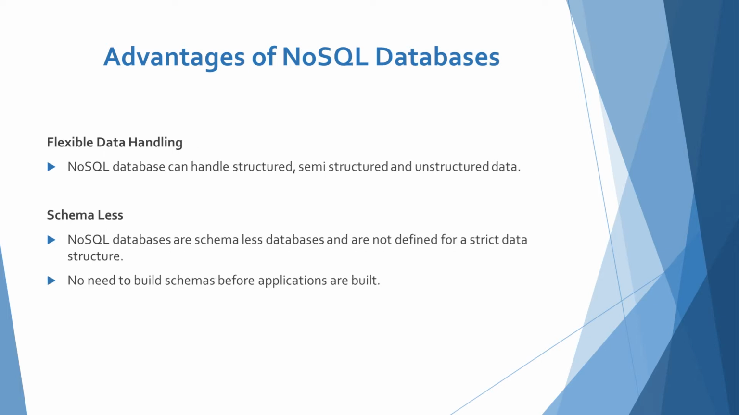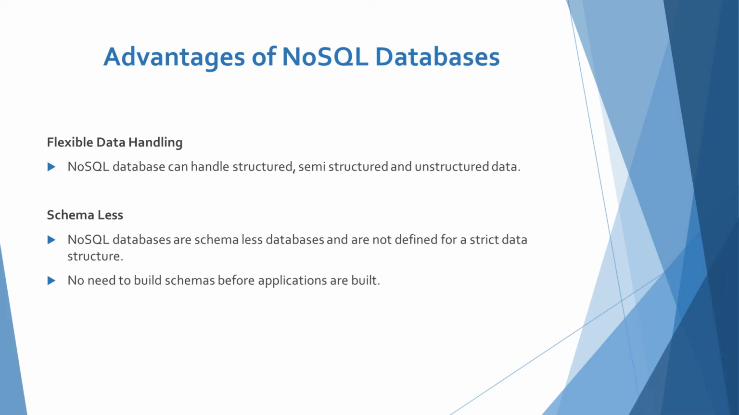Flexible data handling. NoSQL databases can handle structured, semi-structured, and unstructured data. In RDBMS, we can handle only structured data. We cannot handle semi-structured and unstructured data. Why? We are defining the schema. Within the schema, we'll create the tables. Within the table, we are storing the data in the form of rows. So that is structured format only. Structured format, that's tabular format only.